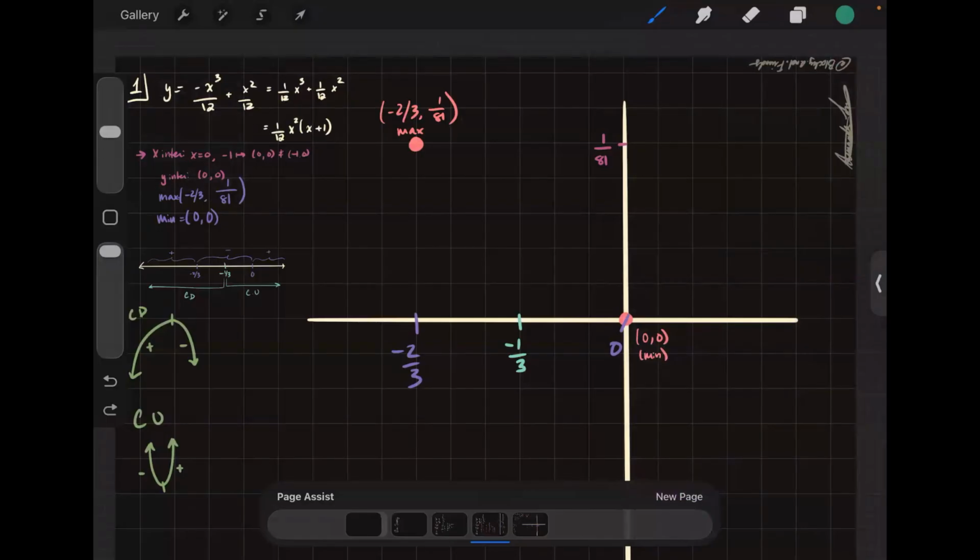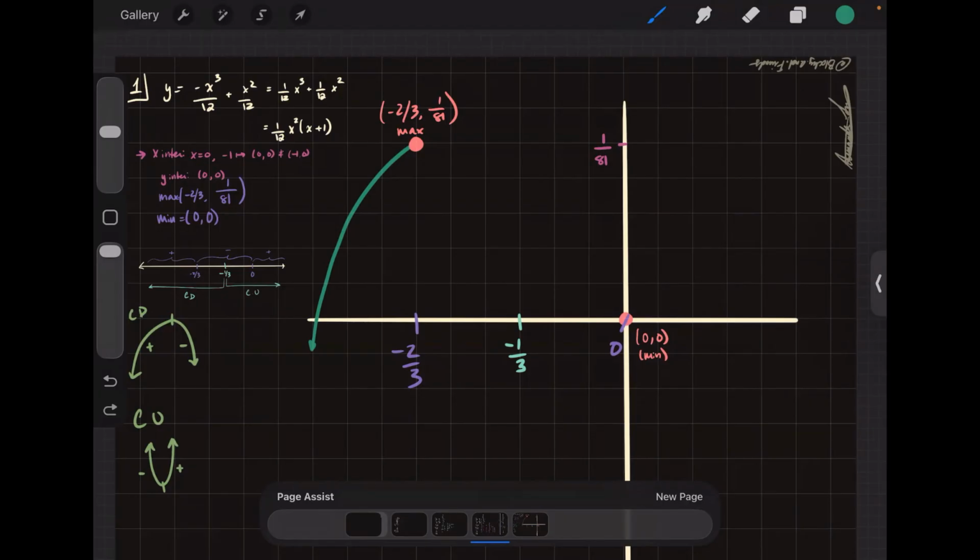You're just gonna, that's it, easy. And then right here, we're going to be concave down, so somewhere on here, decreasing, like that. Okay.